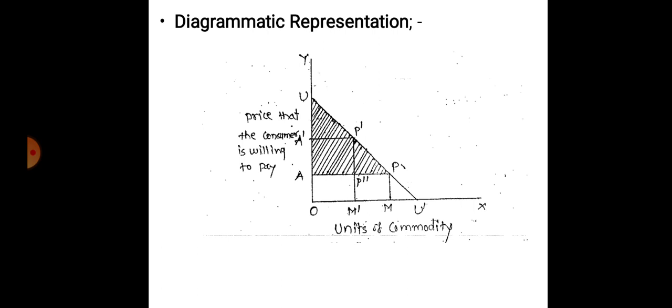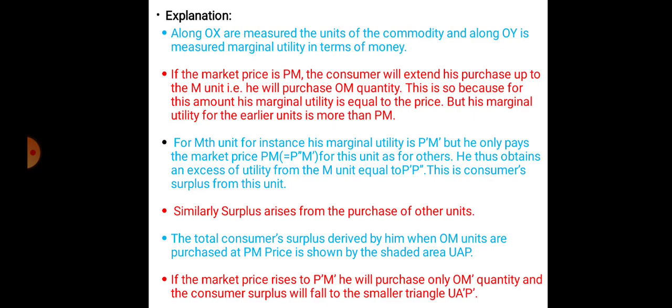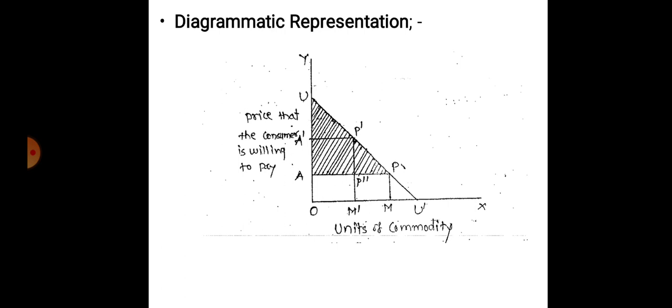Now see the diagrammatic presentation. Here you observe one triangle. On the OX axis you take units of commodity and on the OY axis you take the figures of marginal utility in terms of price or money. Now see here OPM. What does PM represent? Along OX we measure the units of commodity and along OY we measure the marginal utility in terms of money. If the market price is PM, here we explain in terms of the diagram, PM means 50 paise.